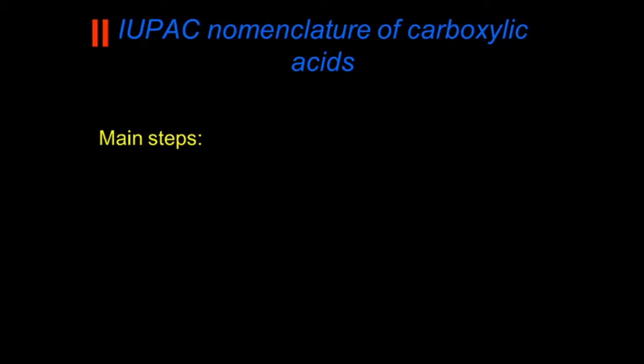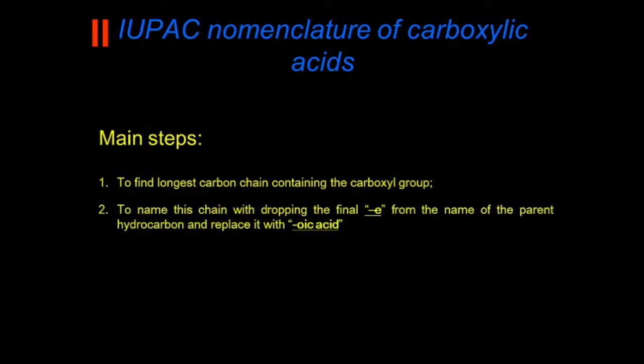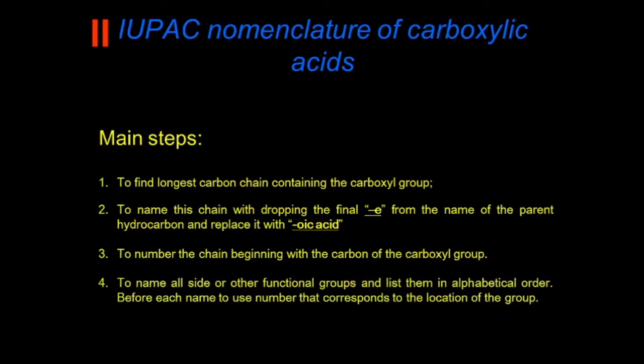Nomenclature of carboxylic acids. We derive the IUPAC name of an acyclic carboxylic acid from the name of the longest carbon chain that contains the carboxyl group. Drop the final letter e from the name of the parent hydrocarbon and replace it with oic acid. Number the chain beginning with the carbon of the carboxyl group. Because the carboxyl carbon is understood to be the first carbon, there is no need to give it a number.